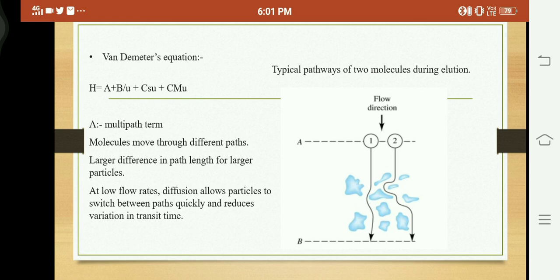The term A is called the multiple flow path term, and sometimes also eddy diffusion. It is mainly due to differences in particle size of the column packing material. If the column packing material is of uniform size, small and spherical, then this eddy diffusion is low.